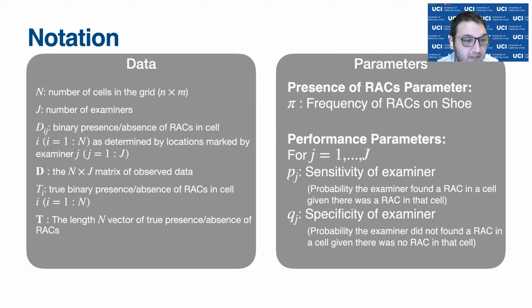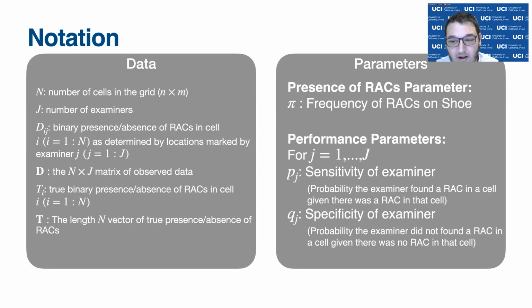Then we have the number of examiners. We have the binary presence or absence of a RAC in each cell, and this is again determined by the location that the examiner marked. And then we also have our true binary presence or absence. This is actually going to be our hidden data when we talk about an EM algorithm. And then the parameters of interest are going to be the frequency of RACs, so the prevalence on each shoe.